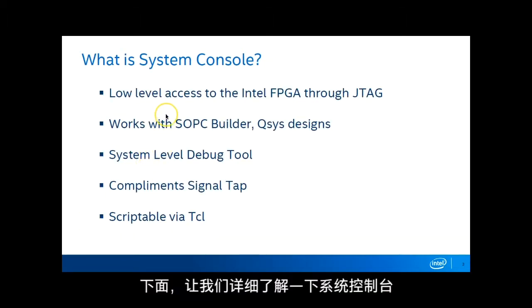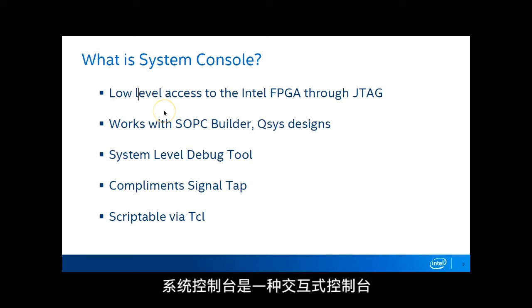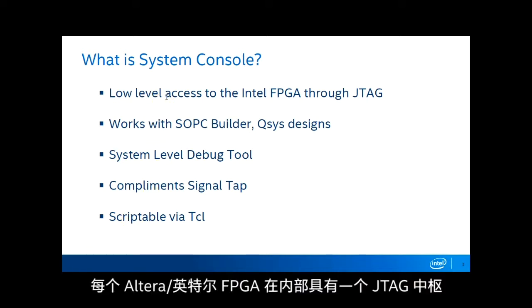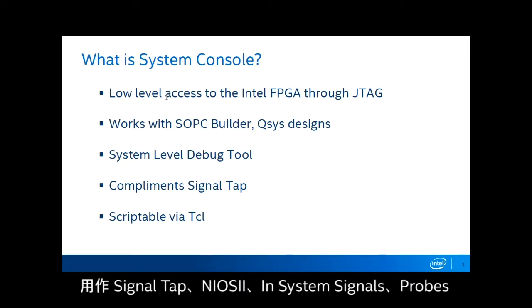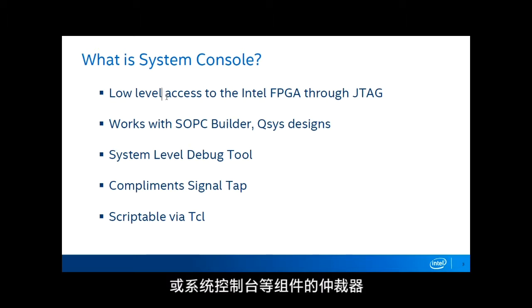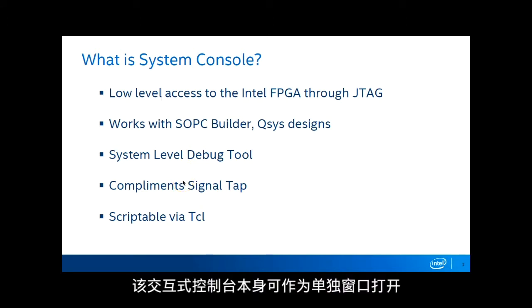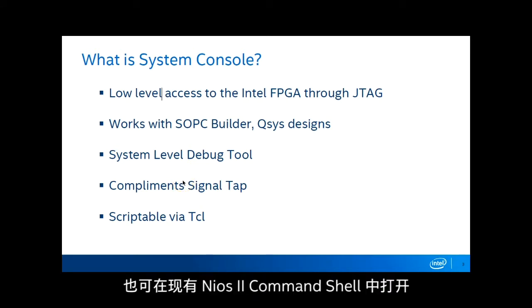Okay, let's better understand System Console. System Console is an interactive console for low-level system debug of QSYS-based systems over JTAG. Each Altera or Intel FPGA has a JTAG hub in it that acts as an arbiter to things like SignalTap, NIOS II, in-system sources and probes, or System Console. Based on Tcl and scriptable via Tcl, it has a simple set of commands for communicating with various parts of your QSYS system. The interactive console itself opens either as a separate window or in an existing NIOS II command shell.